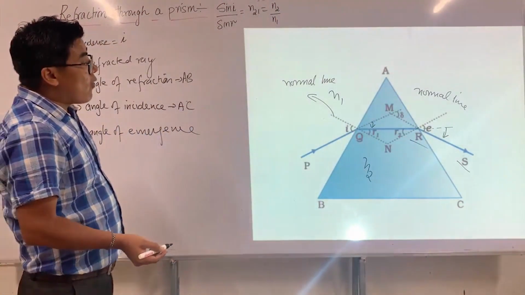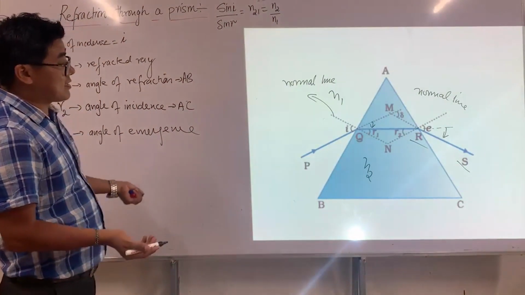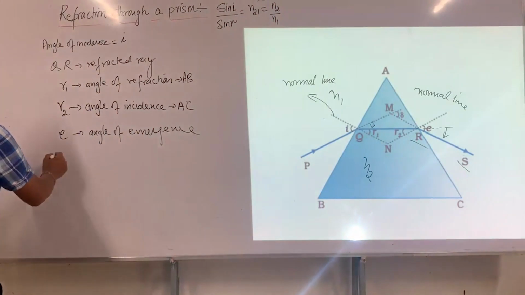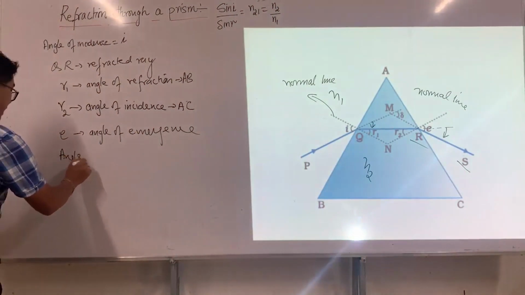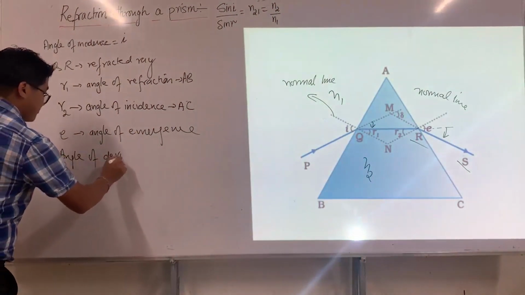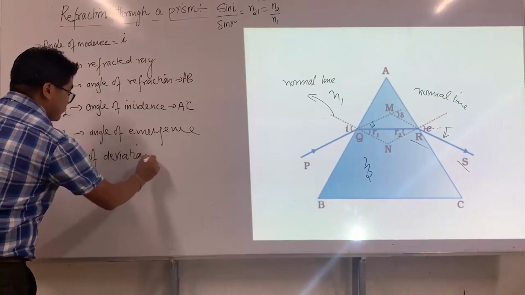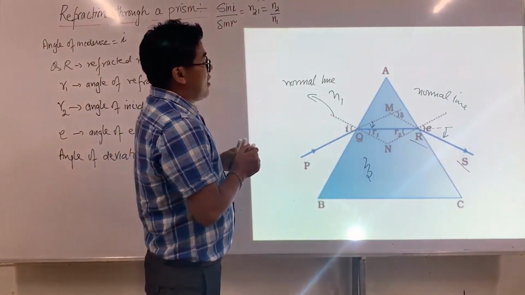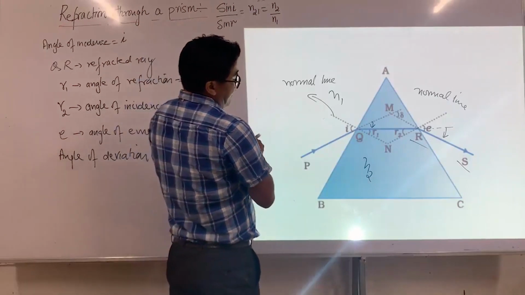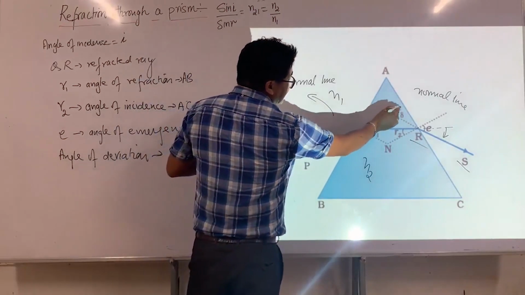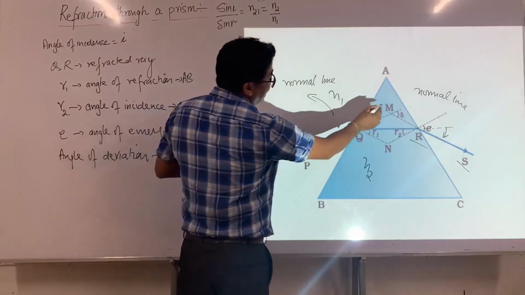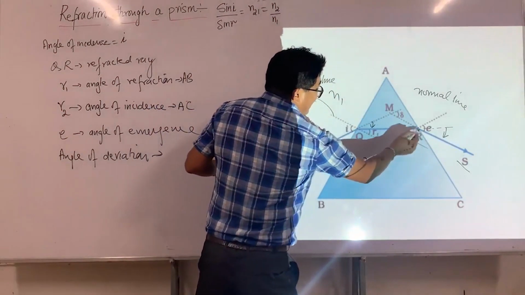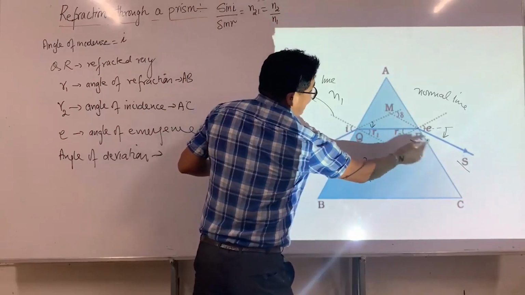So therefore what we have is what we call the angle of deviation. The angle of deviation is the angle formed between the extended incident ray, that is PN, and the extended emerging ray, that is SN.